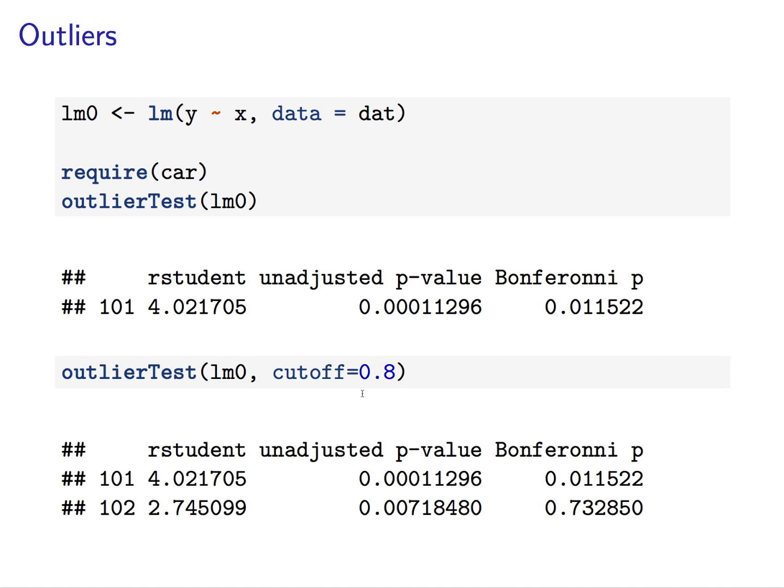So when we look at this output, are we surprised that observation 101 is that far away from the rest of the data? Yes, because it's further away than we would expect, even accounting for all of the observations that we've made. But should we be surprised with how far away observation 102 is? Perhaps not. But there is more to outliers than just how far away they are from the regression line, more than that residual value, that error term.